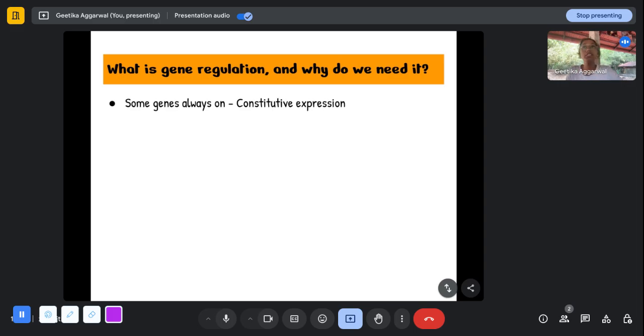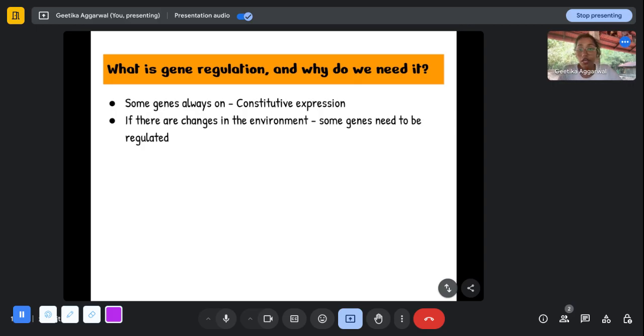For example, proteins that help in the beating of our heart. So that's called constitutive expression. But other genes are only required when there is a certain change in the environment. For example, when you've consumed food, only then do you require genes that produce enzymes that are required in our digestive pathway. So these genes are regulated in some way. They are switched on only when they are required by the body.